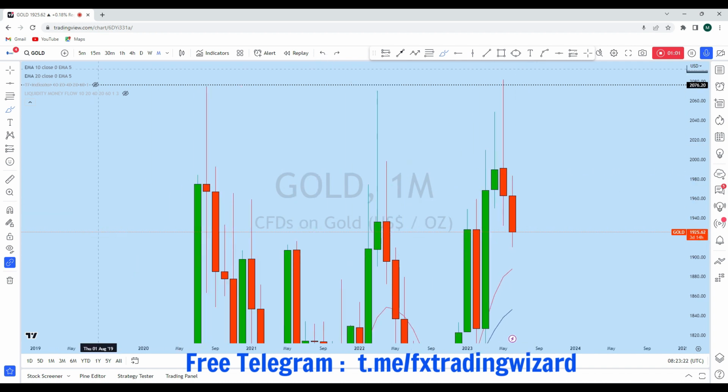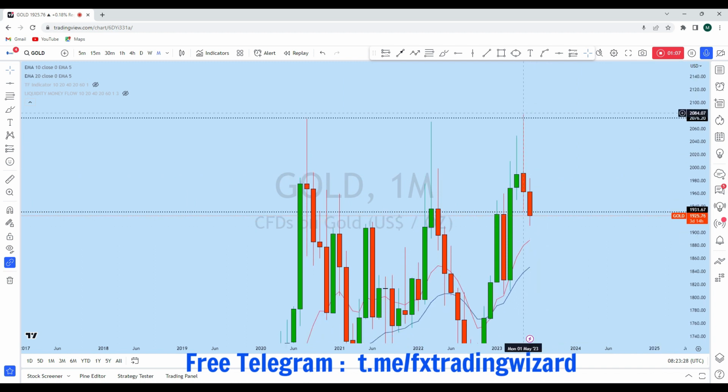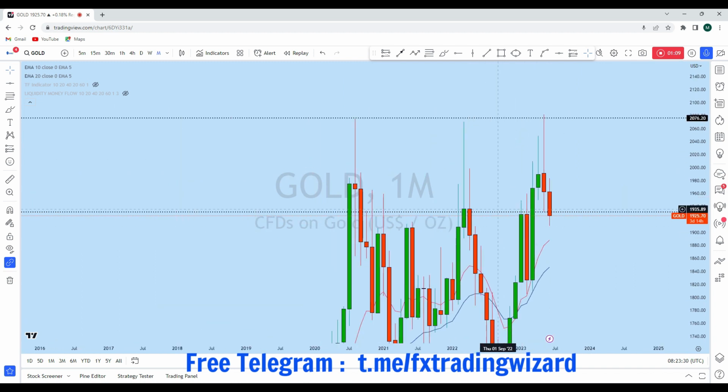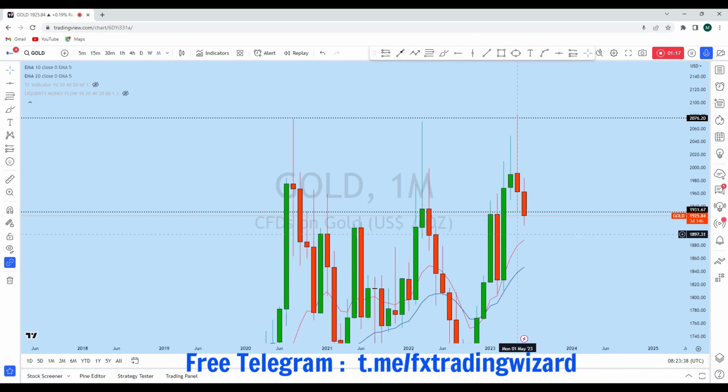With that rejection, the price is currently below this monthly support. And what I think is that, as we see there is a trigger of liquidity, we could see gold dropping further towards the downside. As we see, currently the price is in a downtrend.